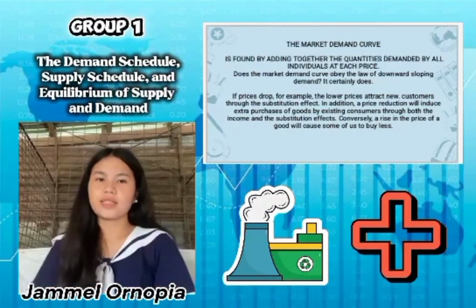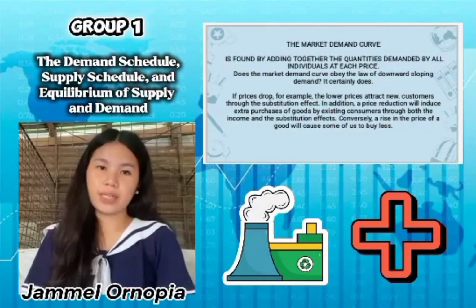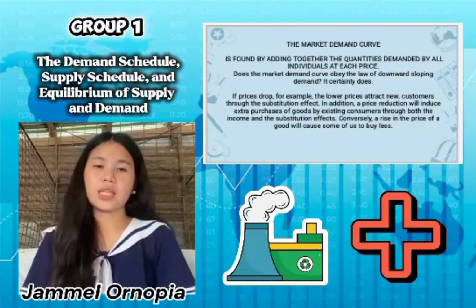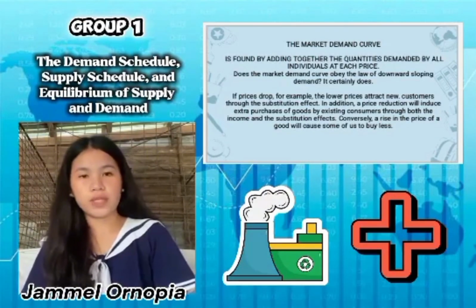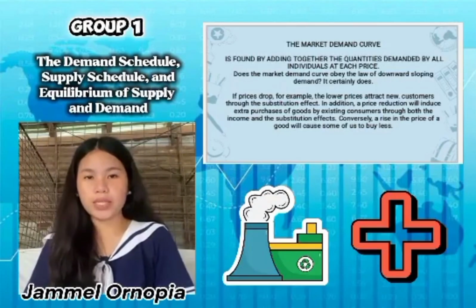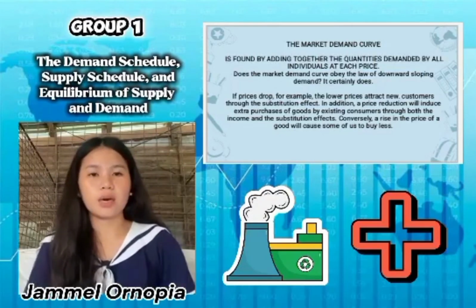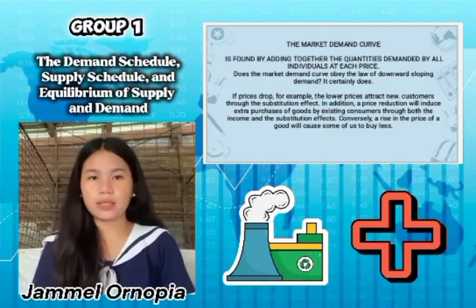So here is the summary. The demand curve shows how the price affects the quantity demanded, and the law of downward sloping demand explains why the curve slopes downward, because consumers buy more when prices are lower. And these concepts are essential in economics as they explain the fundamental behavior of consumers in the market.